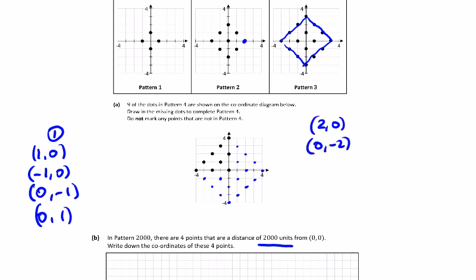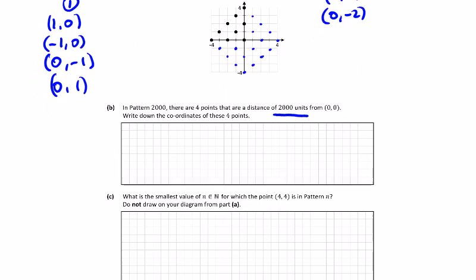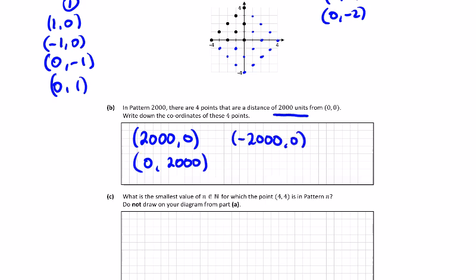So we should see the pattern here. That's pattern 2. Pattern 3 is a 3, 0. So pattern 2000 is going to be the same kind of pattern going on. So we're going to have 2000, 0, and 0, 2000, and the negative versions of them, -2000, 0, and 0, -2000. So just a bit of logic involved in this question.